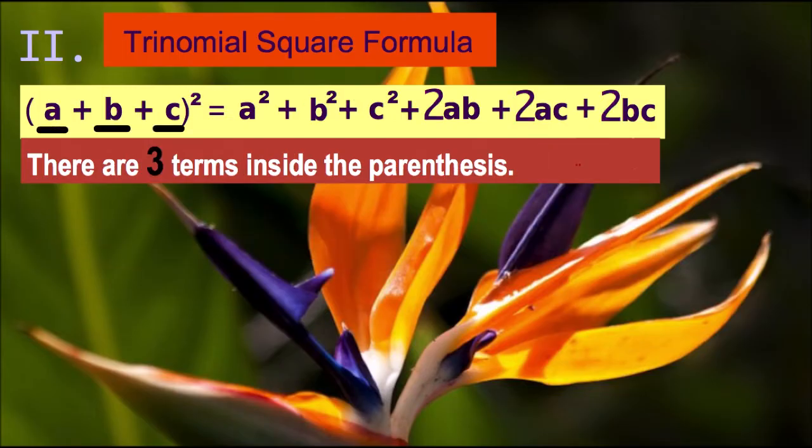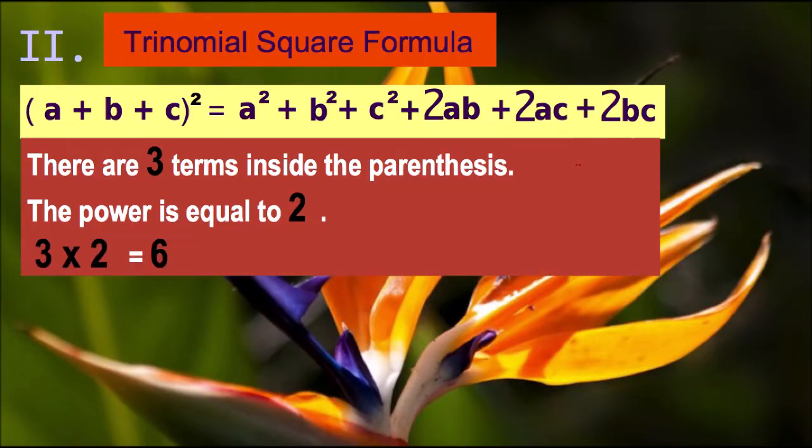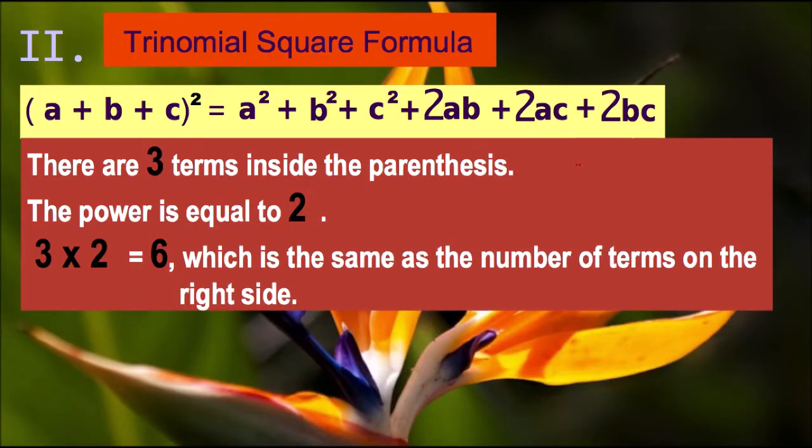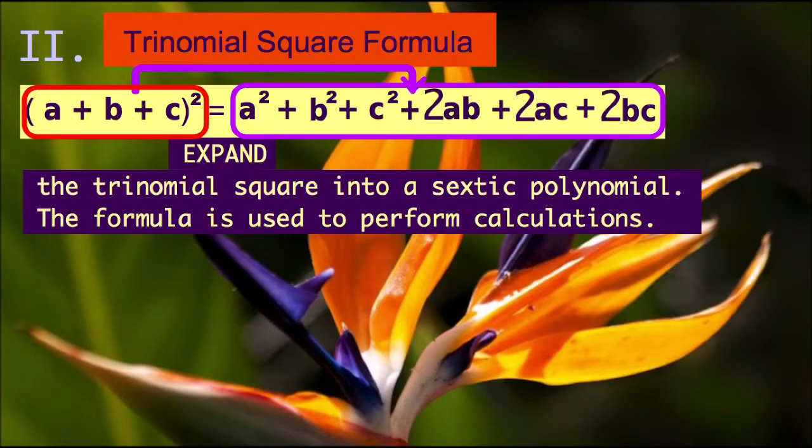There are 3 terms inside the parentheses. Their power is equal to 2. 3 times 2 is 6, which is the same as the number of terms on the right side. So what the trinomial square formula does from the left-hand side to the right-hand side is expand the trinomial square into a sextic polynomial. The formula is used to perform calculations.